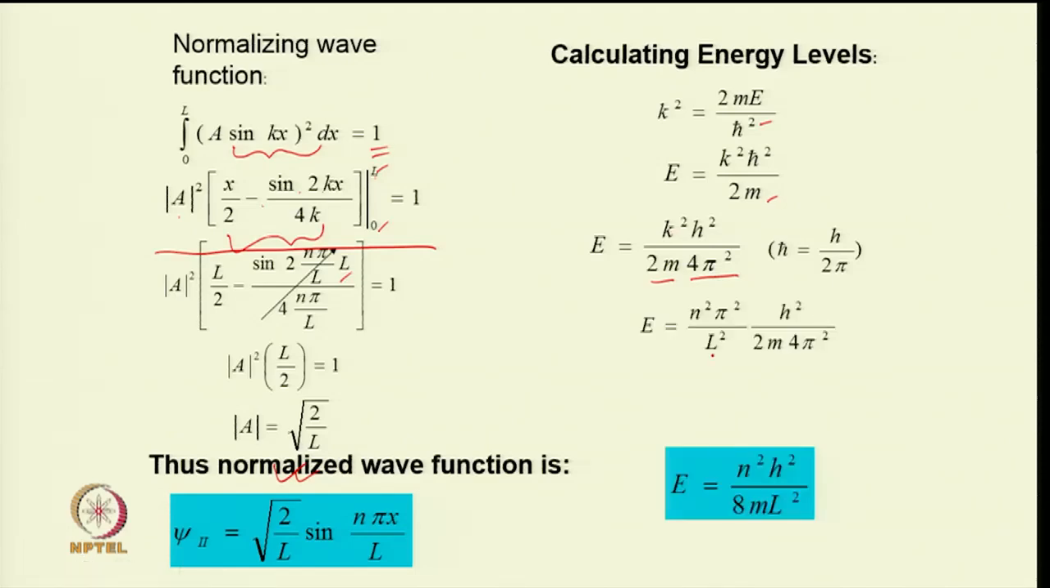And k we know, k will be n pi by L, so k square is n square pi square by L square multiplied by h square by 2 m 4 pi square. And so energy will be given by E is equal to n square h square by 8 m L square. And that is what we got when we applied this simple concept of wave becoming zero at 2 walls.